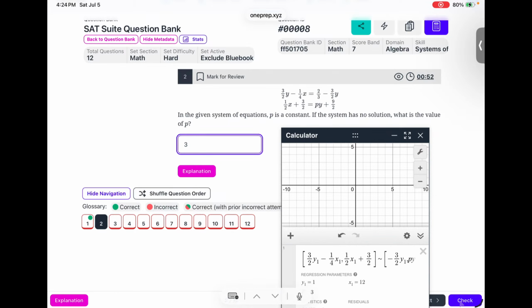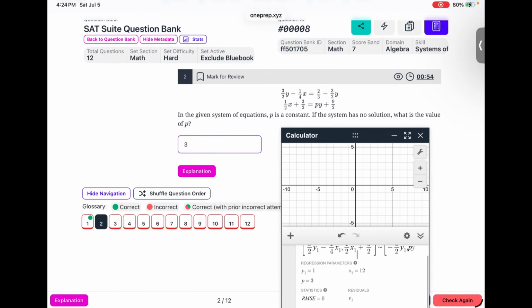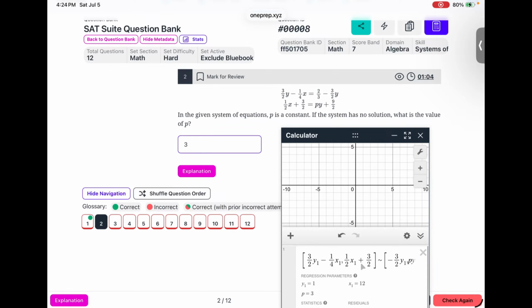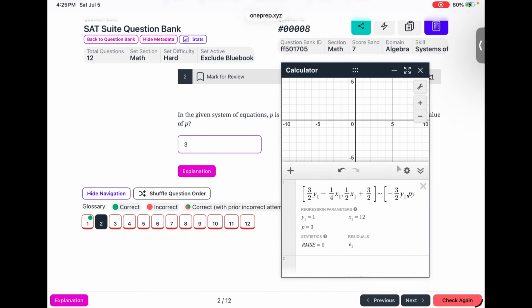So it says p equals 3. Okay, so I guess we did something wrong here. So the system has no solution. So what's the value of p for the system to not have a solution? So how do we do this one?